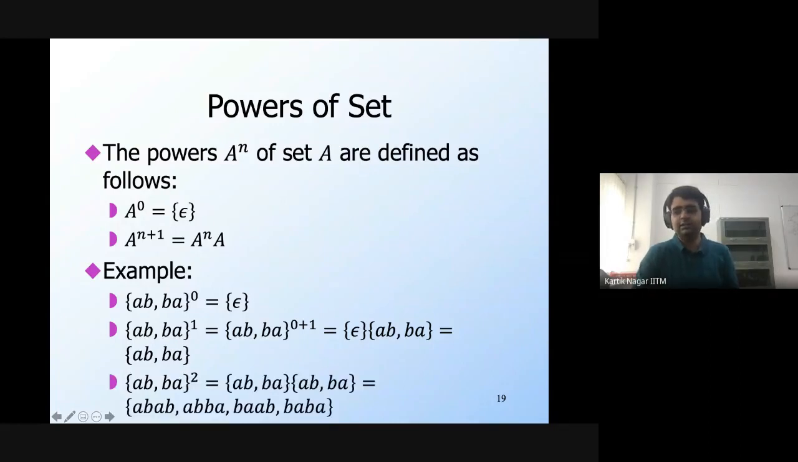And {AB, BA}^2 would be equal to {AB, BA} concatenated with {AB, BA}. Here you basically concatenate any pair of strings from these two sets. So you get ABAB, ABBA, BAAB, and BABA. That's how you can define further powers of sets of strings as well.